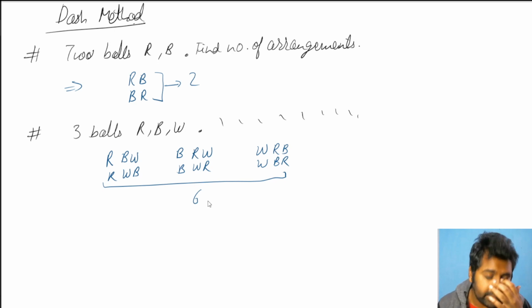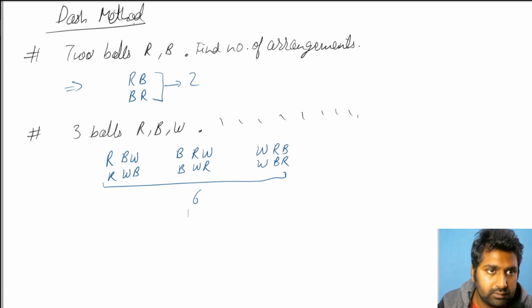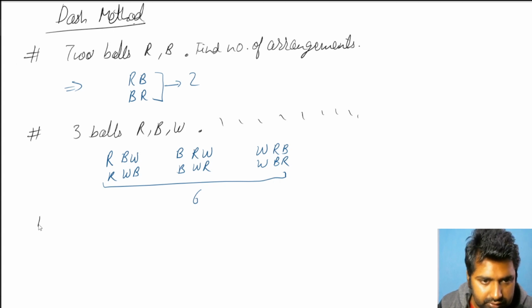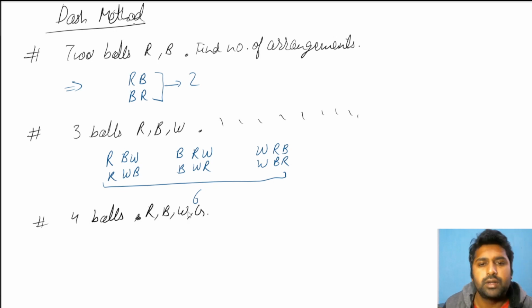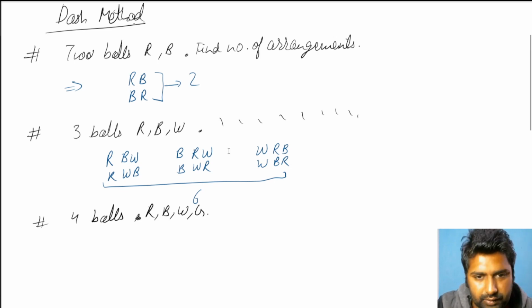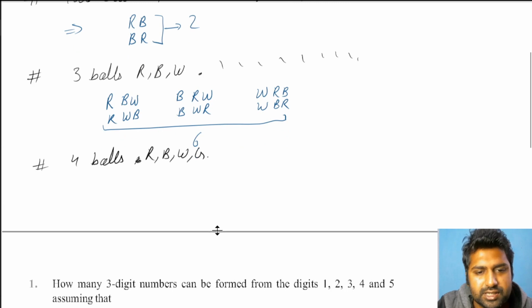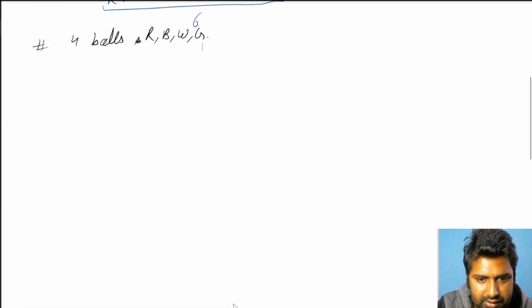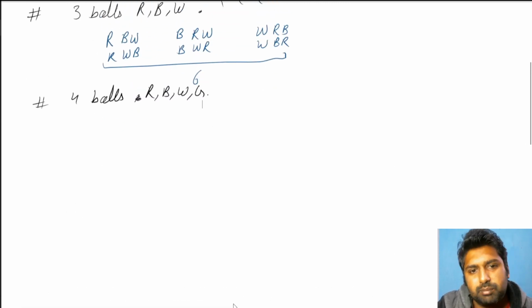So right now what we are doing is counting. Now try to think for the next one: 4 balls, red, black, white, green. Now I think it is pretty understandable that the number of arrangements will be more. Let me first explain how you do the counting for this, then I'll give you the method itself.